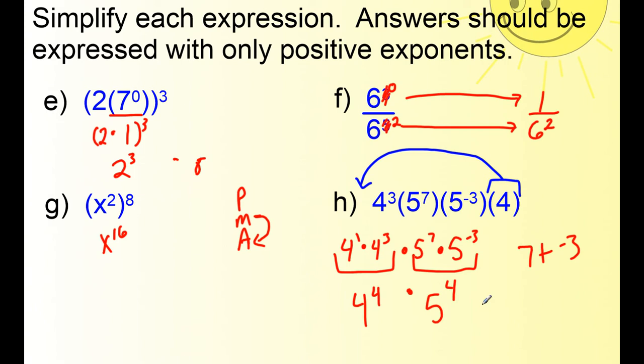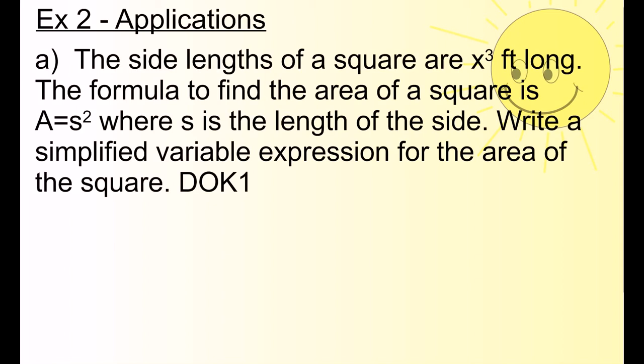Alright, so in the next couple problems, we're going to start checking out some applications of these exponential properties. It says the side lengths of a square are x to the 3rd power feet long. So let me draw myself a square here. So each side is x cubed feet. The formula to find the area of a square is area equals the side length squared, where s is the side length, the length of each side. Write a simplified variable expression for the area of the square.